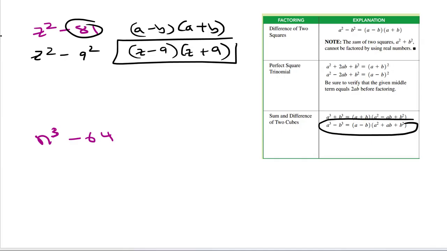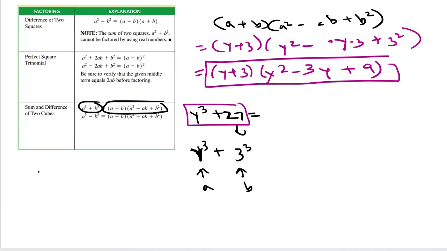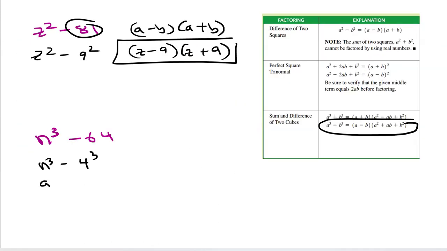Okay. So, but first I need to break this down because it says a cubed minus b cubed. So this would be n cubed. Okay. And I need to figure out, okay, what can I multiply to itself 3 times to give me 64? Okay, so that would be 4, right? 4 times 4 is 16. 16 times 4 is 64. Okay, all right. So I'm going to rewrite this as 4 to the third. Okay, now it's just a matter of plugging in that information. My n is going to be a, and my 4 is going to be my b.